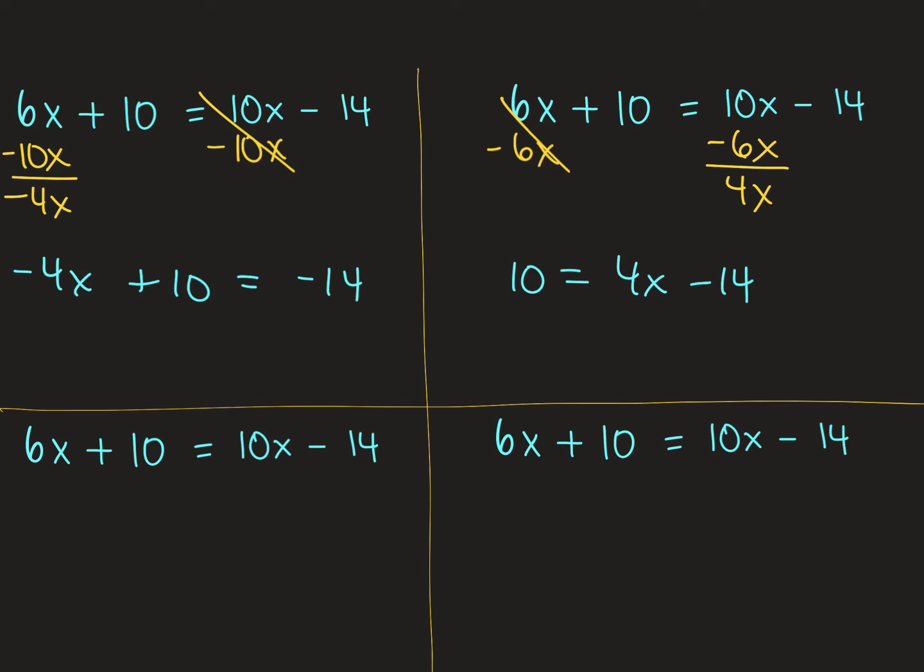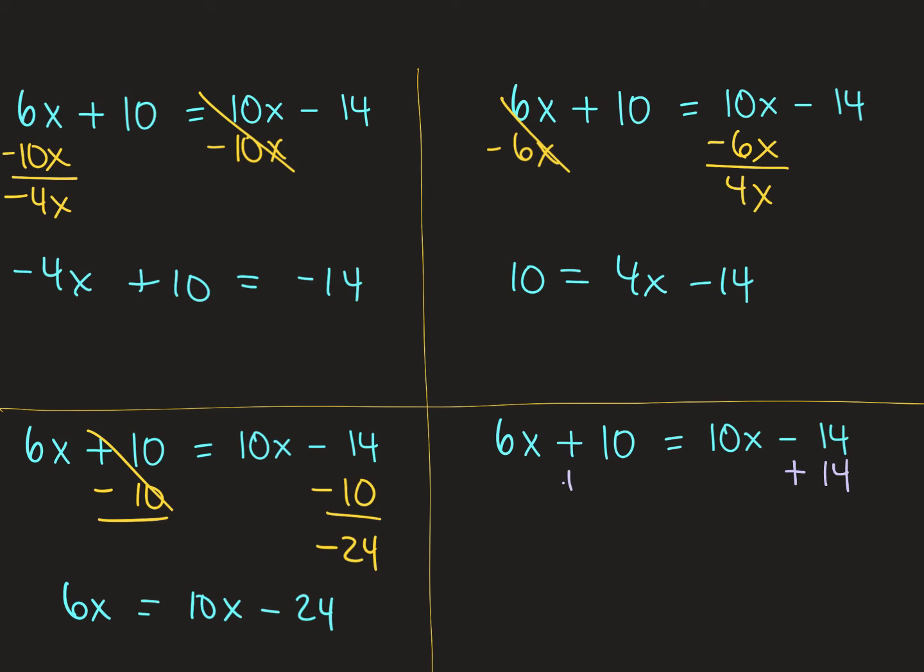Let's go to option 3. Option 3, I could subtract 10 first. Minus 10, cross out what's my answer. Rewrite the question: 6x equals 10x minus 24. And finally, in this bottom corner, the option we haven't done is to get rid of the 14. So I'm going to add 14, cross out what's my answer. Then I get 6x plus 24 equals 10x. All of these are going to end up having the same answer for x.